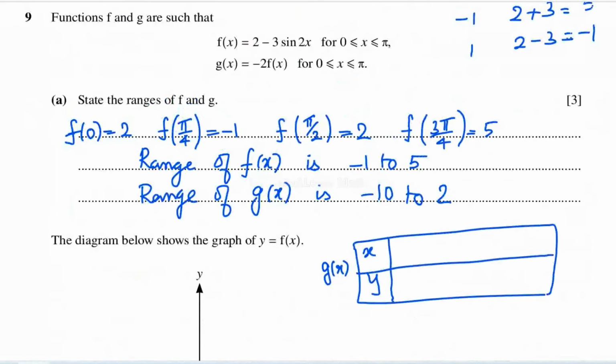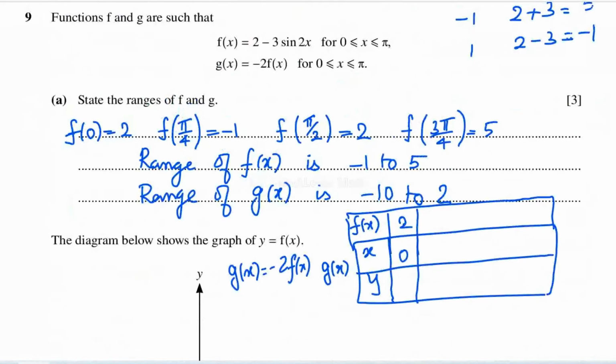And we know g of x equal to -2 f of x. Let's write f of x values also. When x equal to 0, f of 0 is 2. Okay, then what is g of x? G of x will be -2 multiplied by f of x, that is -4.